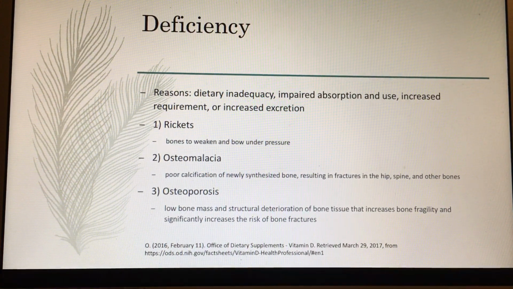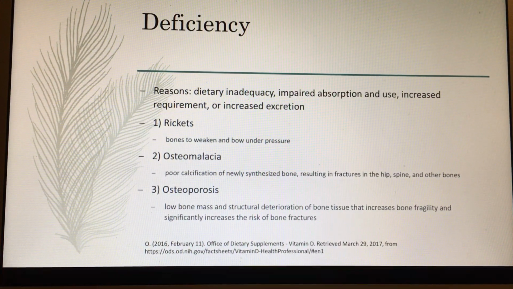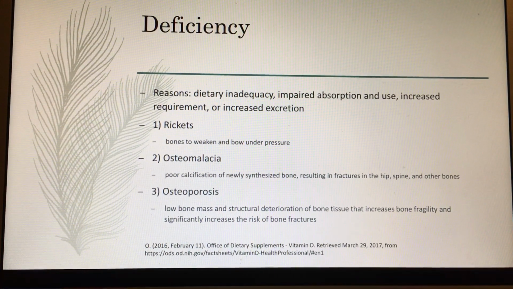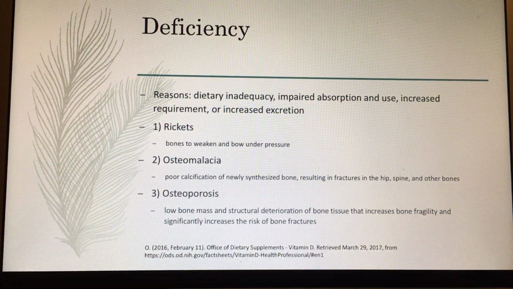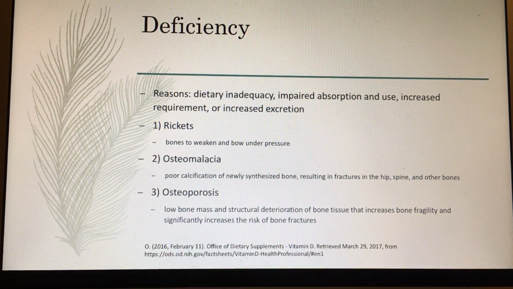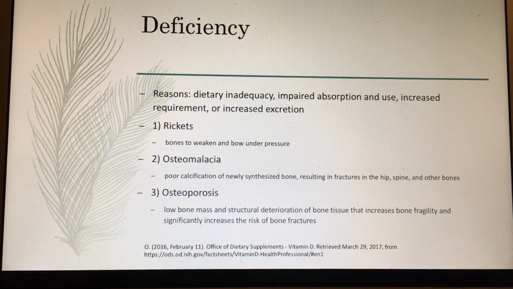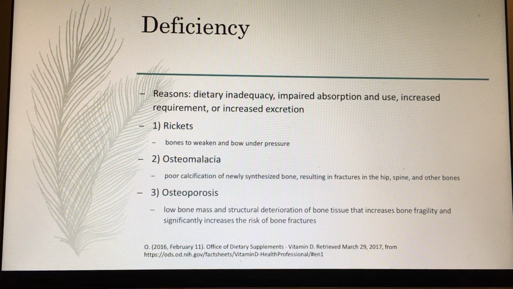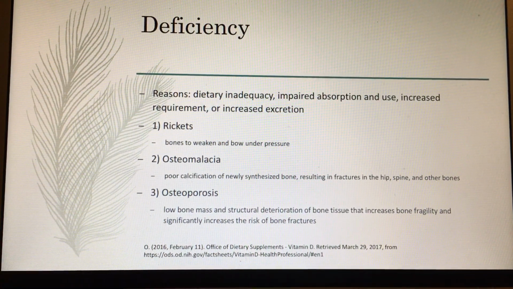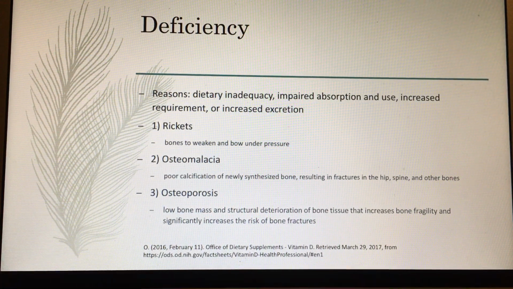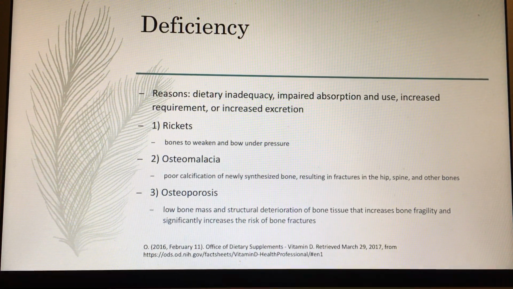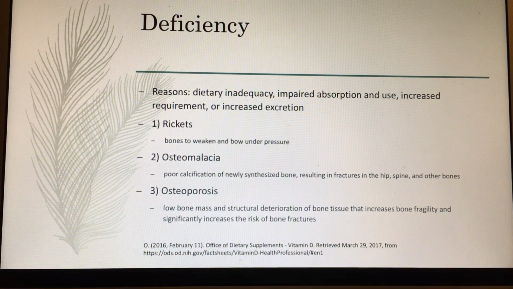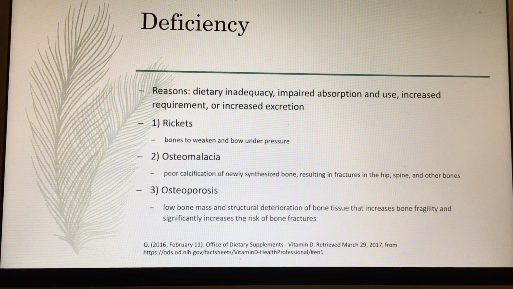Here are the three most common diseases from deficiency of vitamin D. First of all, rickets. It means the skeleton will not mineralize normally without adequate calcium and phosphorus in the blood for deposition in bone. This causes the bones to weaken and bow under pressure. It happens often in children. The signs of rickets include an enlarged head, joints, and rib cage, a deformed pelvis, and bowed legs.